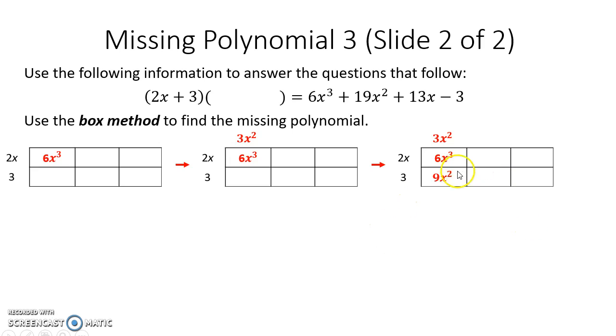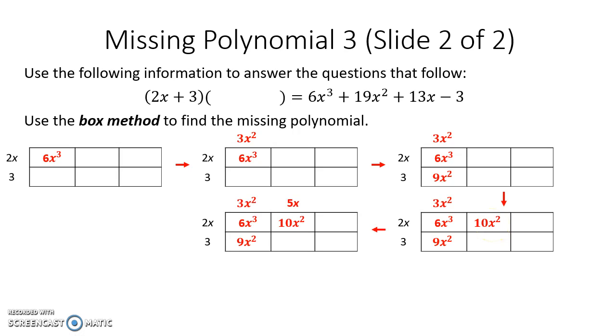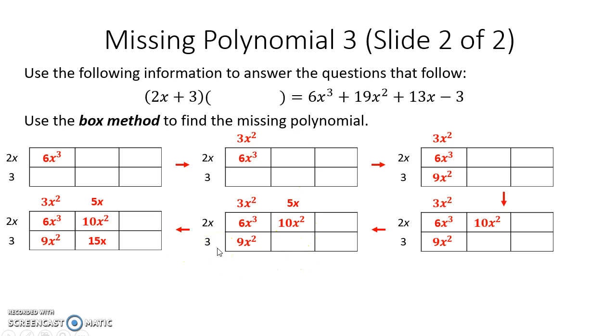Now I'm going to use the first diagonal, this diagonal right here. We know they're both going to be x squareds, and what I want my x squareds to be equal to is 19x squared. Right now I have 9x squared. So this has to be 10x squared, such that when I add them, we get 19x squared. Now we can figure out this term, because 2x times what gives us 10x squared? Well, that's 5x. Now we can multiply back down to get 15x.